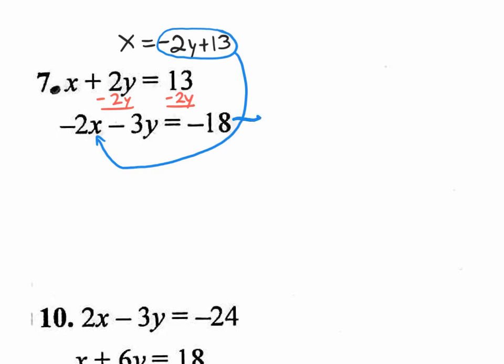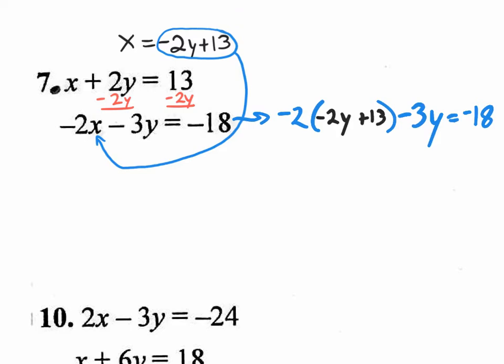Over here, I'll have a negative 2 times x, but I want to put parentheses right there. And then minus 3y equals negative 18. And like I said, in those parentheses, I want to put the negative 2y plus 13 that the x equals above. Make sense? This binomial went right in there. There it is. The binomial's right in there with parentheses. Why is it important to use parentheses? Because most of the time, you have some distributive property to do, which we do right here.